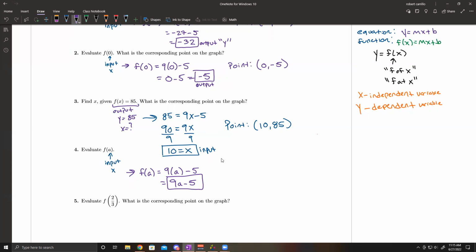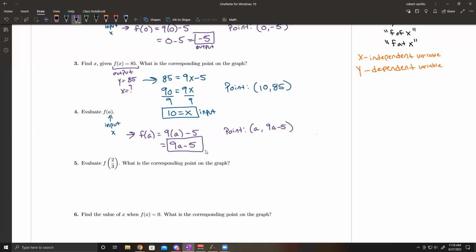And this one doesn't ask for a point, but if it were a point on the graph, it would be a and 9a minus 5. Okay, so just a little different just because we plugged in a letter for a letter, right? But it's the same concept. Okay.